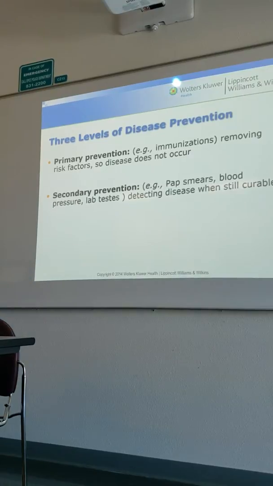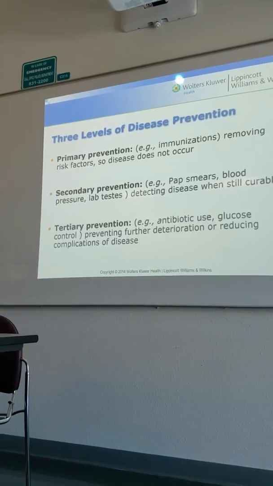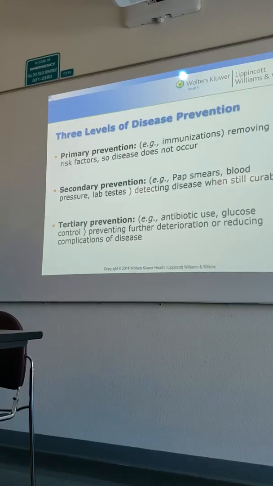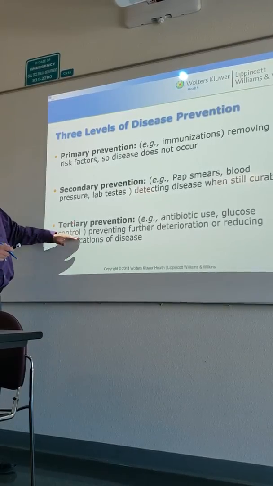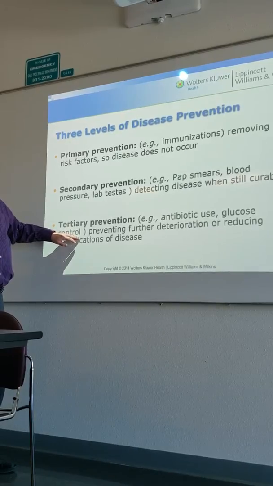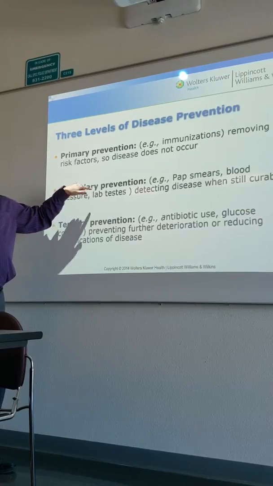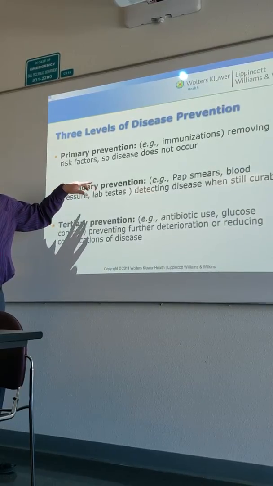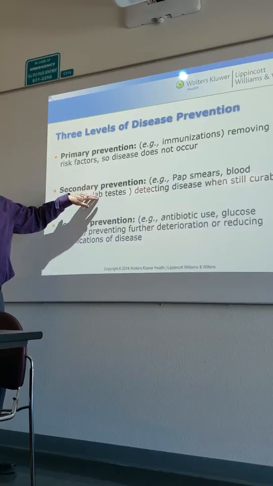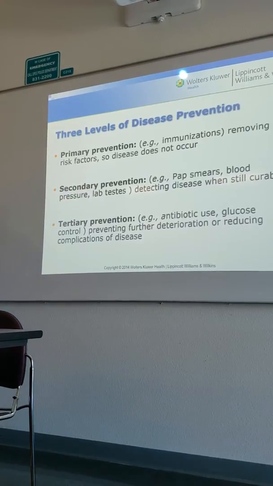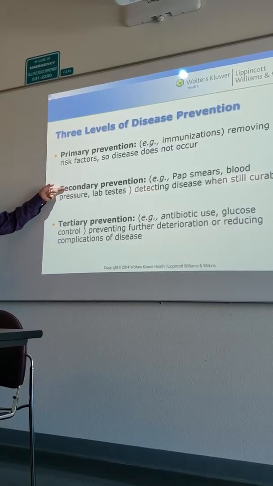You've got to be careful, because now you've got to look at how diabetes falls into a couple of things. Now you're looking at tertiary prevention, antibiotic use, glucose control. So glucose control for diabetes would be an example of what? Tertiary. Secondary for diabetes would be doing what, actually? Screening for it, detecting it. You can't do this if you don't know you have it.